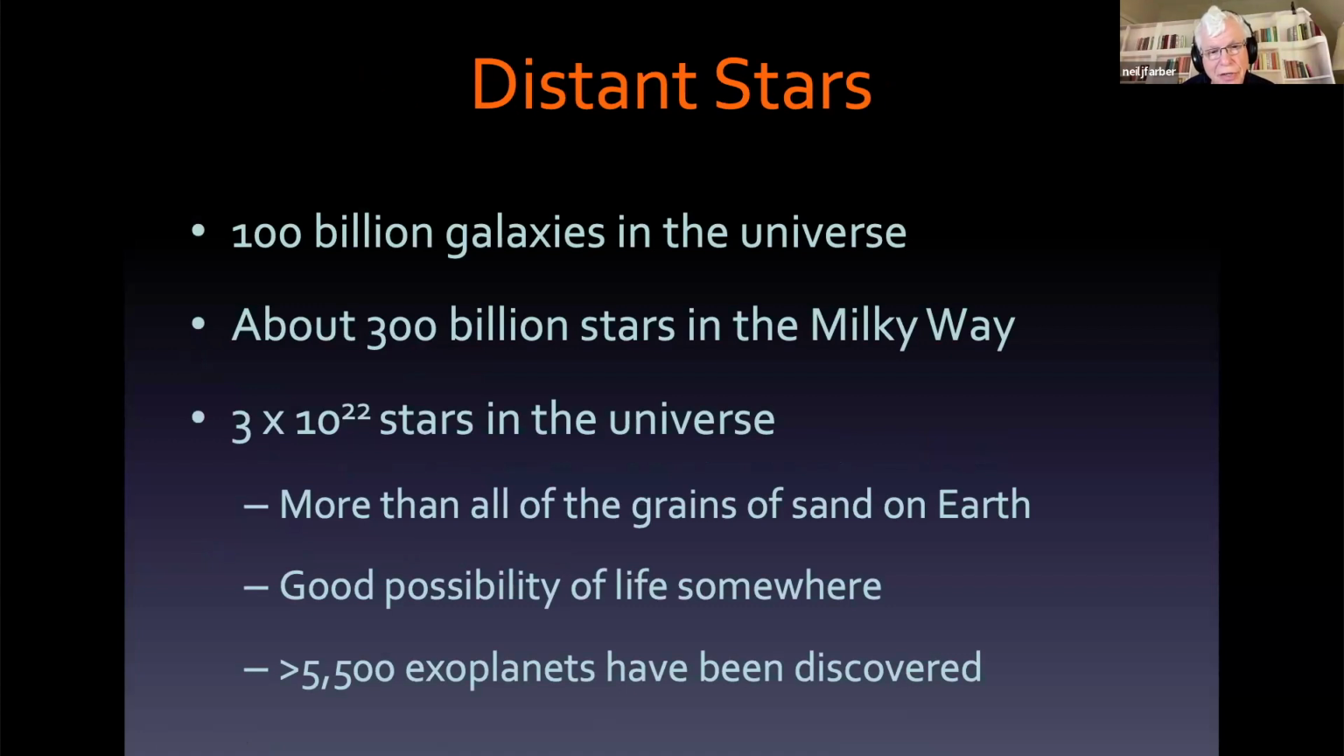And as you know, there are probably at least 100 billion galaxies. Some people say several hundred billion galaxies, all the way up to a trillion galaxies in the universe. There's about 300 billion stars in the Milky Way, which is an average to largish galaxy. And so we're talking about 3 times 10 to the 22nd stars in the universe. With that, there's a good possibility of life somewhere. So far, there have been about 5,600 exoplanets that have been discovered.